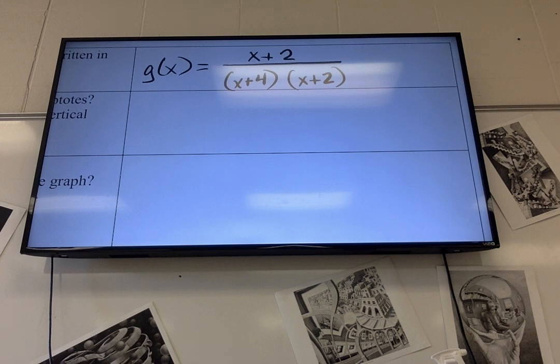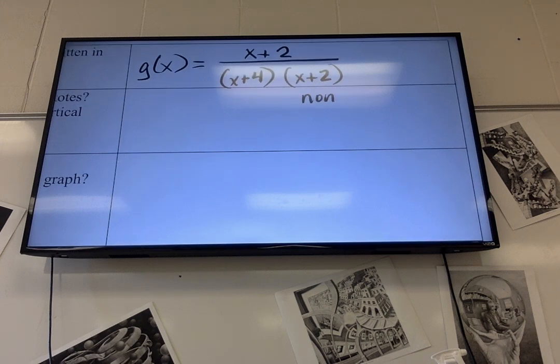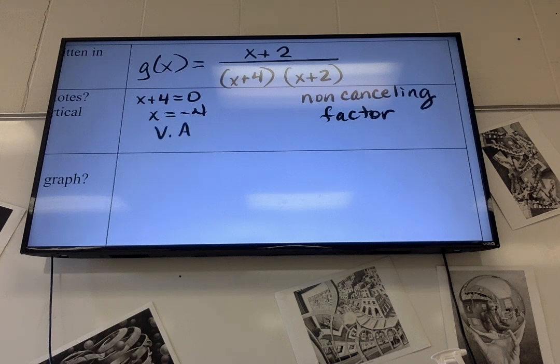X equals -4. Yes. Whatever is the non-canceling factor, whatever that is, that is what you say equals 0, which is exactly what he said. X plus 4 equals 0. So x equals -4 is your vertical asymptote.